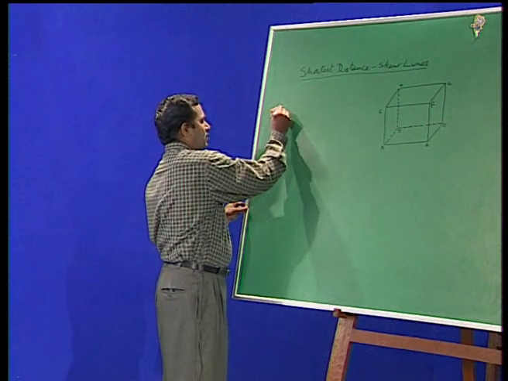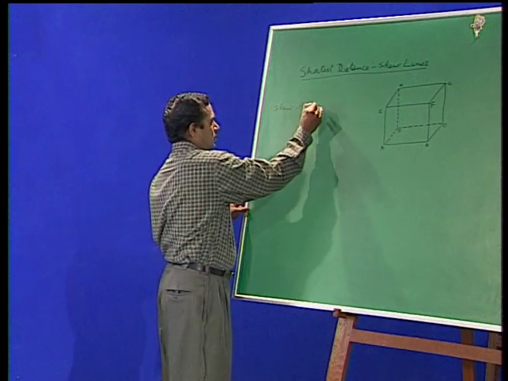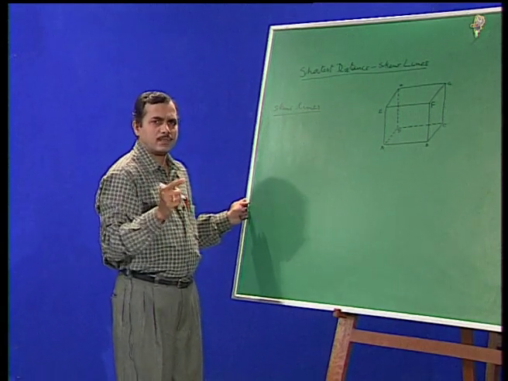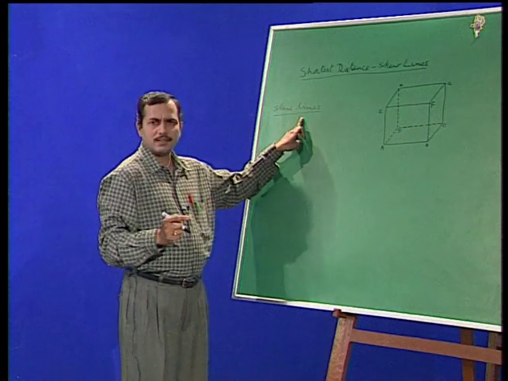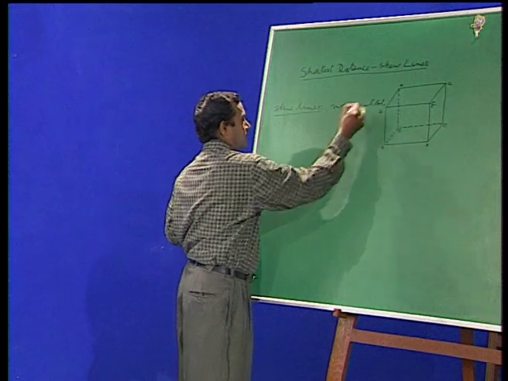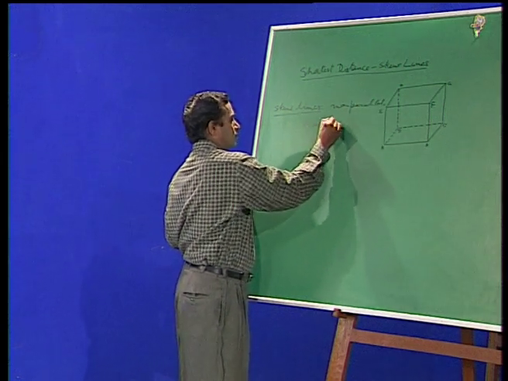First, let us define what skew lines are. In 3-dimensional space, two straight lines are said to be skew lines if they are non-parallel and non-intersecting.